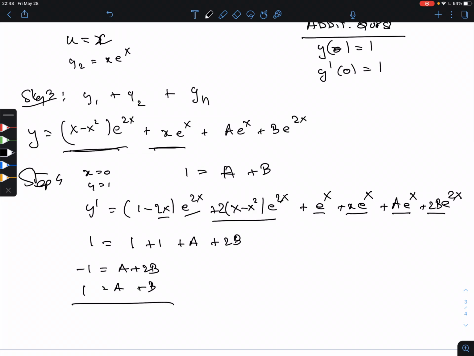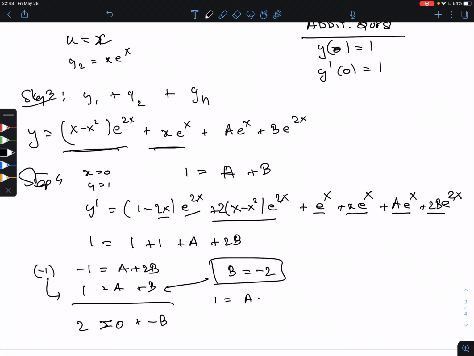So if I do minus 1 times this one and add it up to that one, then I get 1 plus 1 is 2, minus a plus a is 0, minus 2b plus b is minus b. So I see that b is negative 2. And then if I plug this in here, 1 is a minus 2, so we see that a is 3. So the solution would then be here a 1 and there a 3. Let me not write it up, it was not part of the homework. Okay.